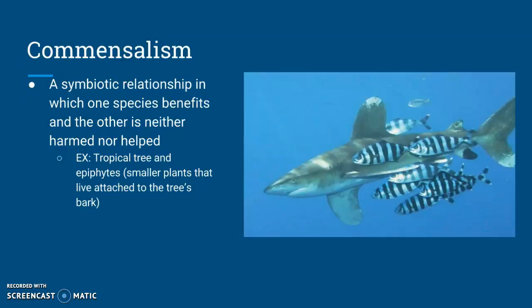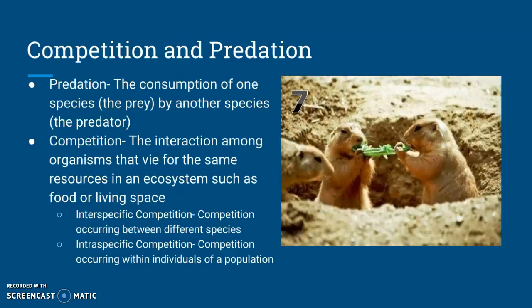And commensalism is a symbiotic relationship in which one species benefits, but the other isn't helped or harmed. So, a tropical tree and epiphytes, which are smaller plants that live attached to the tree's bark. The tree doesn't really get anything, but the epiphytes don't take anything, and the tree gives the epiphytes a place to live. So that's how it's a commensalistic relationship in which one benefits and one's not hurt nor harmed.